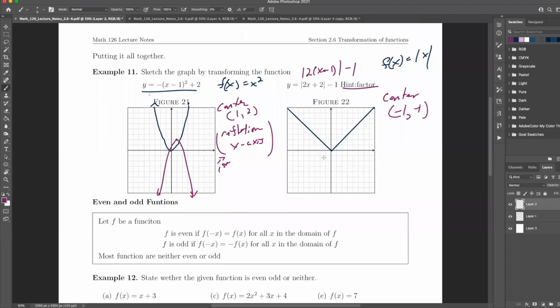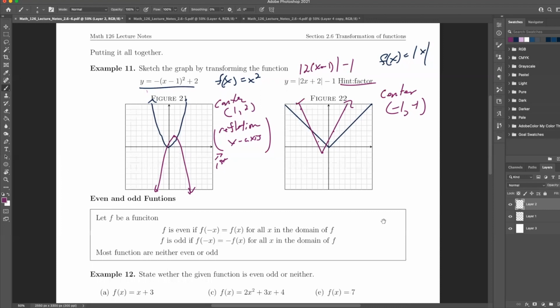Here I am. Here's my new spot. I have this point, and then 2, 2, 2. Over 1, up 2. So here, see if I can draw this in correctly. Oops. There we go. I slightly missed, but that's okay. All right.